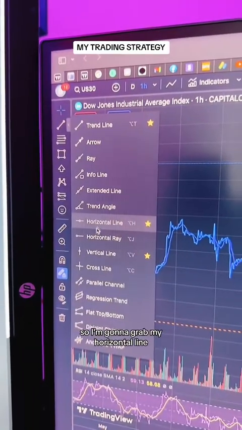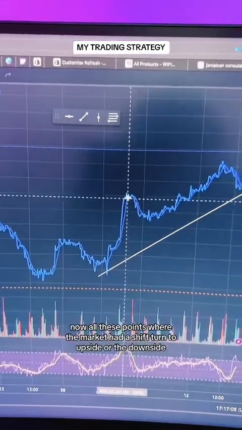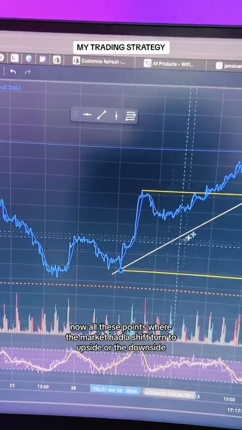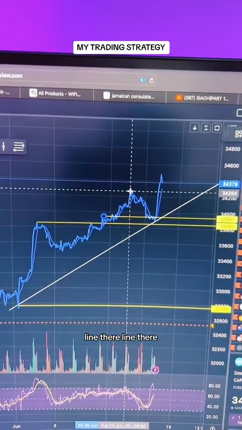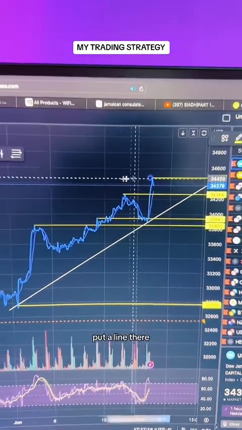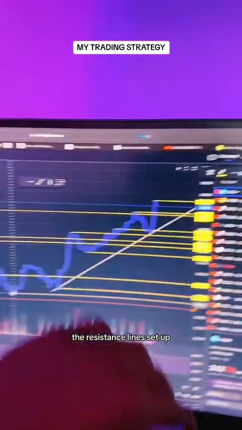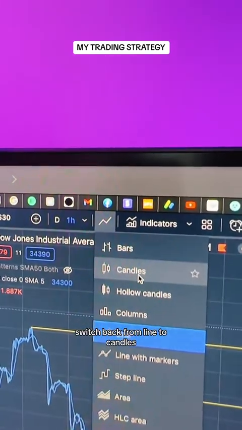So I'm going to grab my horizontal line or horizontal ray. Now all these points where the market had a shift, turn to the upside or the downside, put a line there, put a line there, put a line there, put a line there. So I have all my areas of interest or my support or resistance lines set up. Switch back from line to candles.